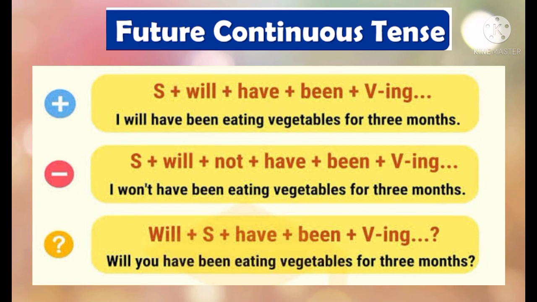And for interrogative sentences, children, again we'll add will first and then we'll write subject, have been, and ing form of the verb. For example, will you have been eating vegetables for 3 months?